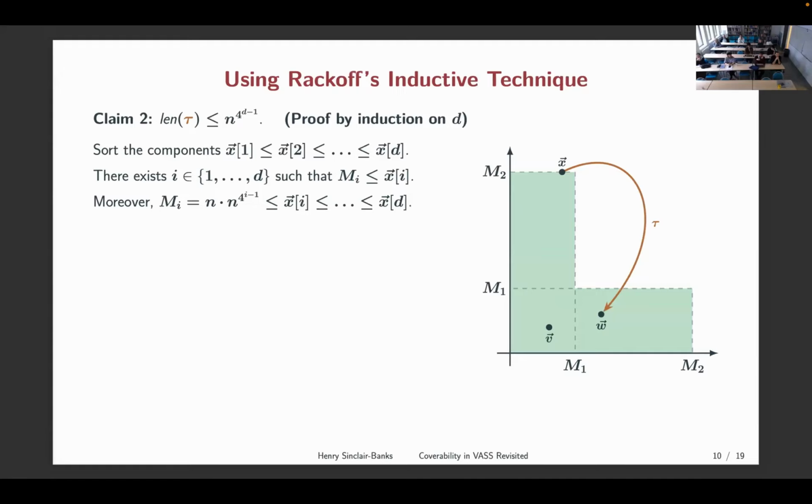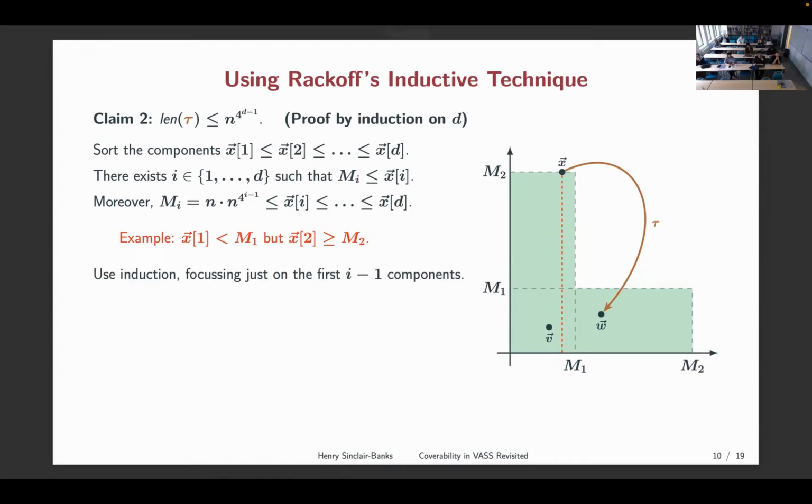So although X2 is at least M2, X3, X4, X5, etc., all the way up to Xd will all be at least that bound as well. They'll all be, quote unquote, sufficiently large. In particular, Mi was n times n to the 4 to the i minus 1. As in this example, X1 is less than M1, so we don't violate thinness on the first component, but we do violate thinness on the second component. So we'll focus on splitting about the first i minus 1 components that remain thin, and the remaining i through d components that are sufficiently large to be ignored. Let's focus on the first i minus 1, and we'll check the remaining components later.